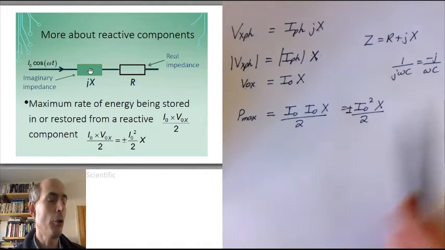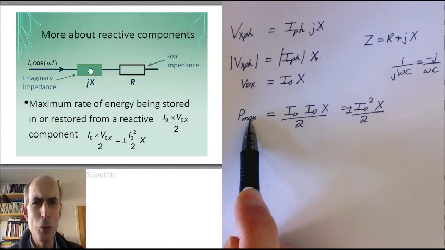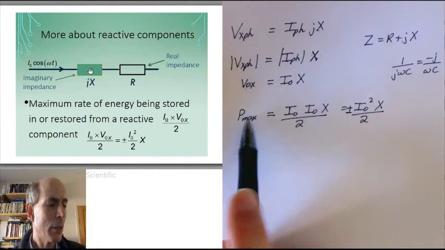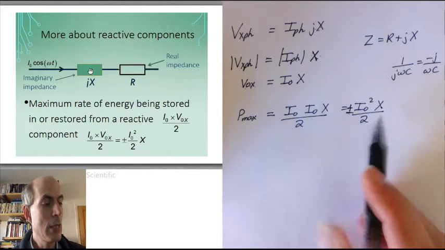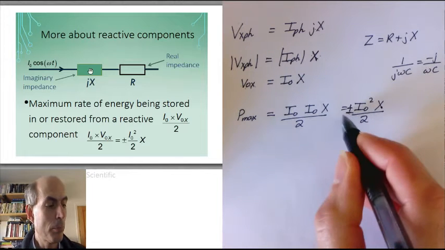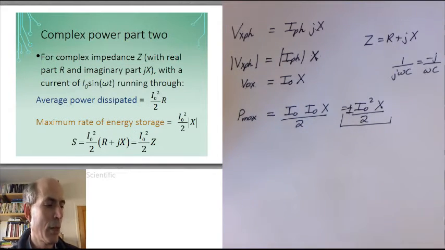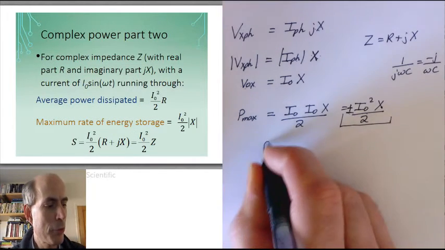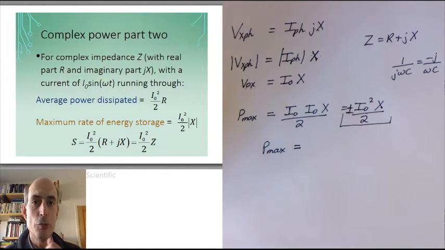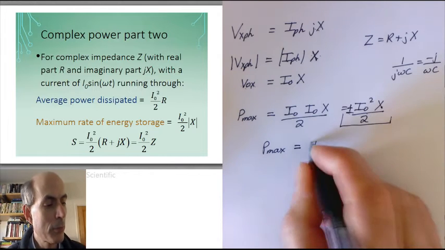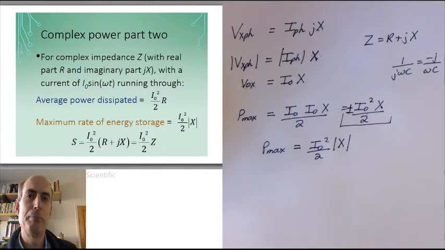So it's quite possible that X will be negative. But the maximum power, that's always got to be a positive number. So I'm just going to take plus or minus this to cover the fact that even when X is a negative number, I want a positive number out of here. An alternate and perhaps simpler way to write that is the maximum rate of energy being stored or released back into the circuit is I0 squared over 2 times the modulus of X.